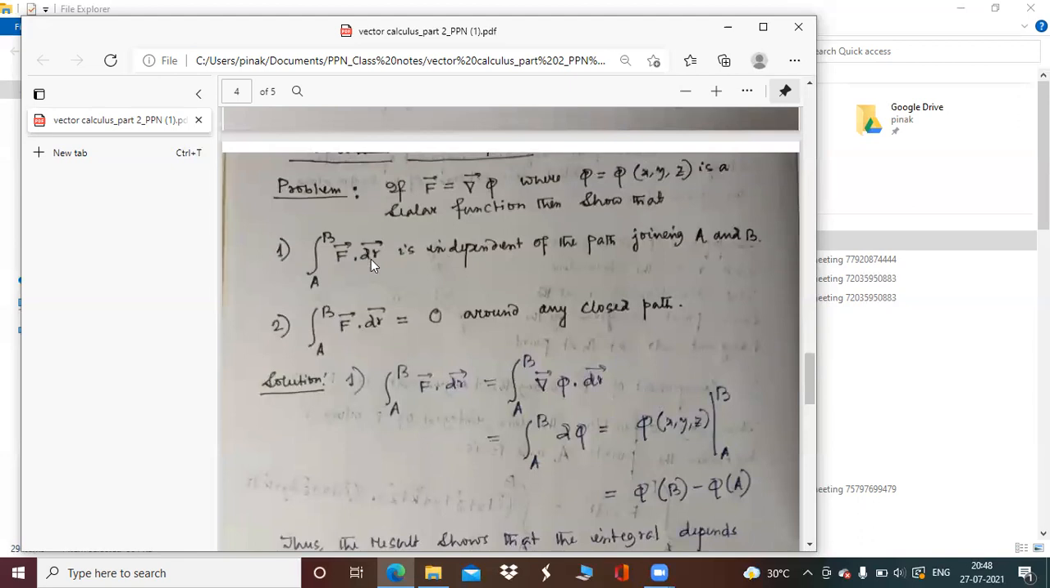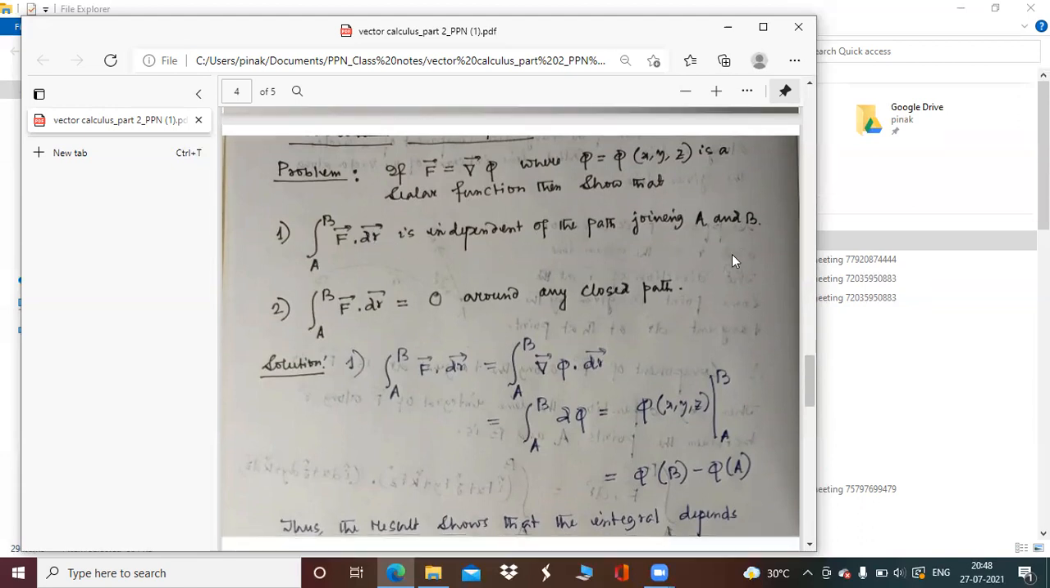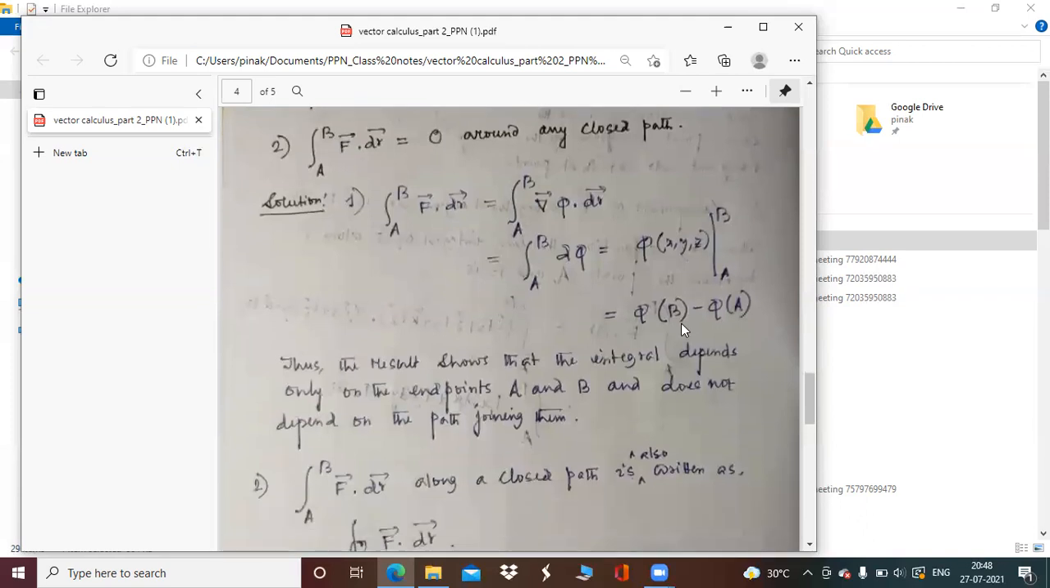The question was actually asked that you have to show that the integration from a to b of f bar dot dr bar is independent of the path joining A and B, and so here is the proof. Now coming to question 2, or the second question, it says that the integration from a to b of f bar dot dr bar is equal to 0, this is to be proved.